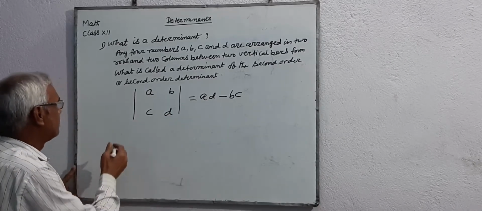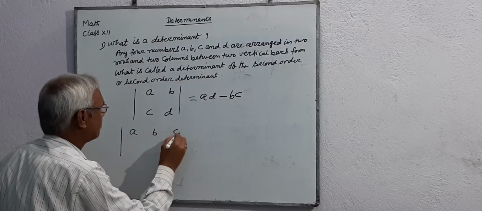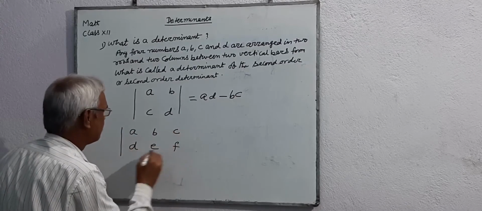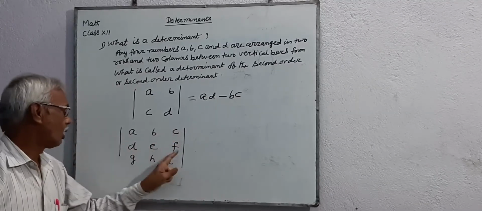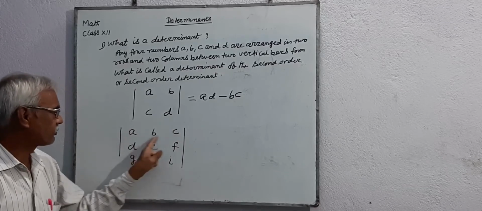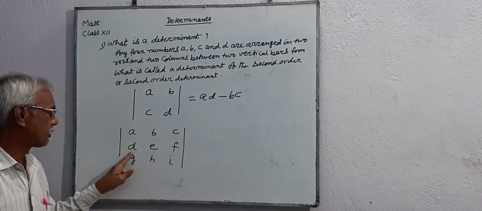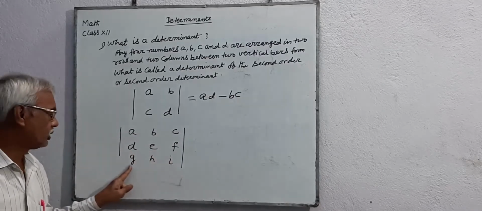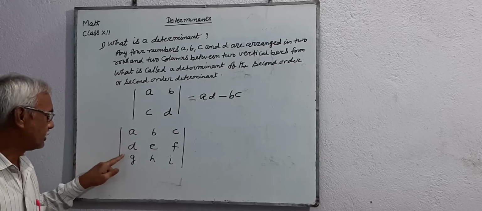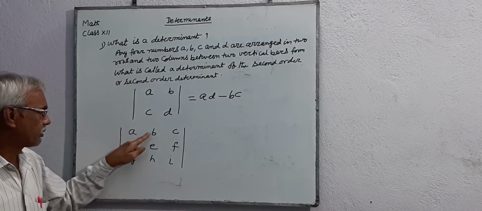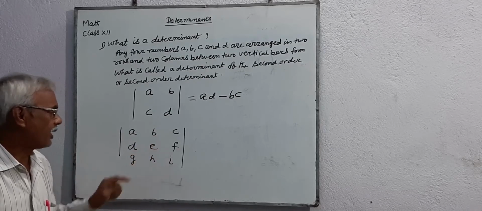Similarly, it can be written in third order: A, B, C, D, E, F, G, H, I. It has three rows and three columns. In the first row, the elements are A, B, C. In the second row, D, E, F. In the third row, G, H, I. In the first column, the elements are A, D, G. In the second column, B, E, H. In the third column, C, F, I.